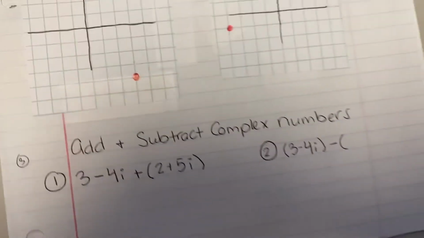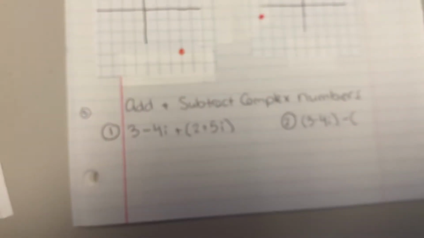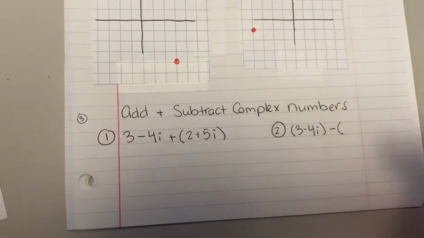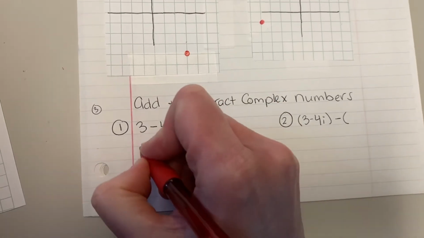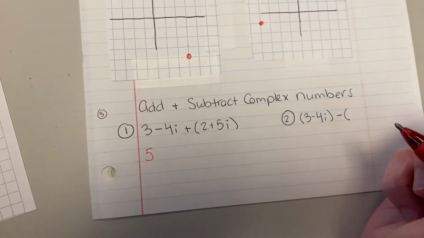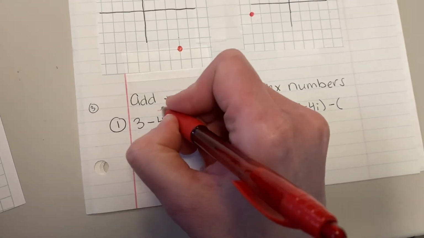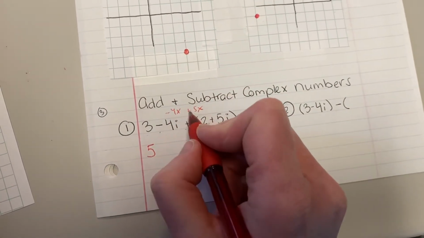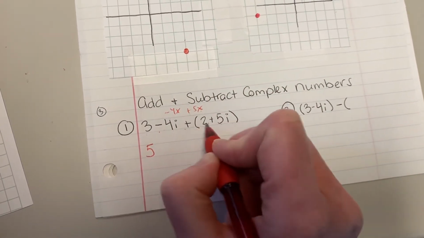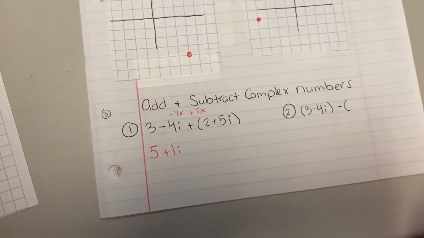Okay, so then add and subtract complex numbers. You're just basically combining like terms when you add and subtract complex numbers. So I have 3 plus 2, because real plus real, so that's 5. Okay, and then -4i plus 5i. That's the same as saying -4x plus 5x. Okay, -4x plus 5x, or -4i plus 5i is +1i, and you do not have to put the 1.